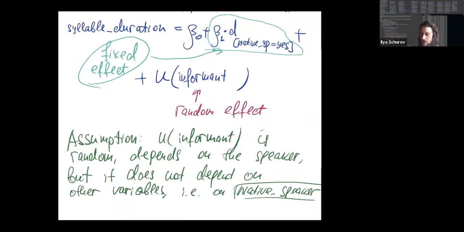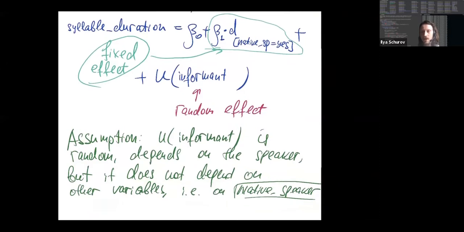So what does it mean when I say that this variable does not depend on other variables? It just means that I do not assume that if I have some people who are native speakers and some people who are not native speakers, the distribution of the value of this variable should be more or less the same. It is unlikely to see that, for example, all people who are native speakers have larger value of this variable compared to people who are not native speakers. We assume that this is not the case. So we assume that this is some property of a speaker that does not depend on other variables.